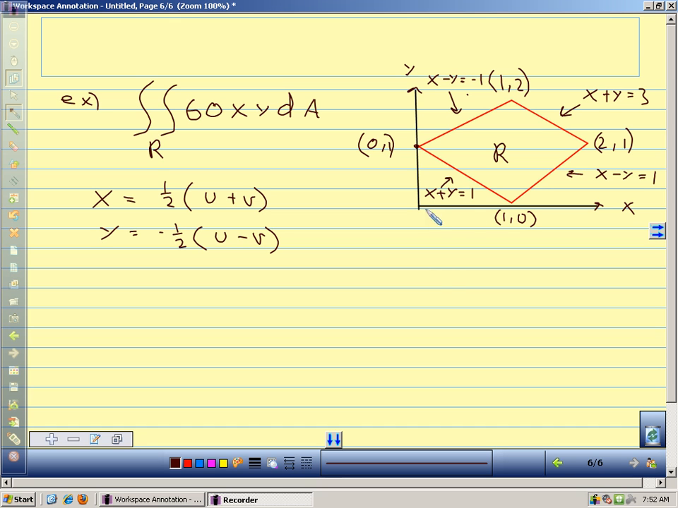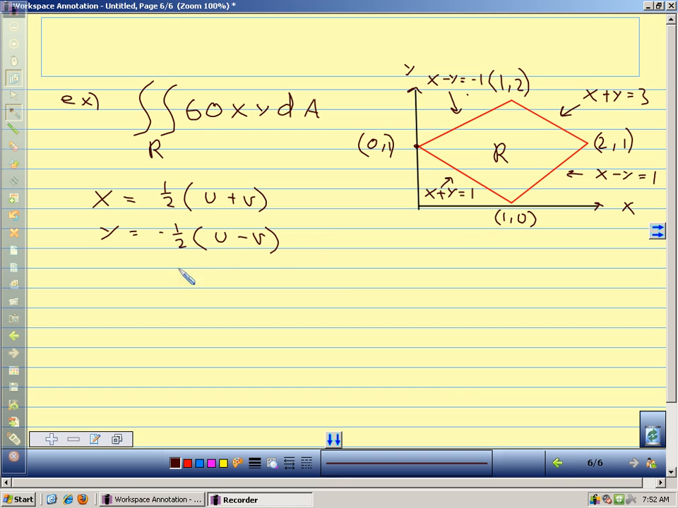So if I say, for example, u equals x minus y, if I make the substitution u equals x minus y, u is varying from minus 1 to 1. And if I say v is x plus y, v is varying from 1 to 3. So if I make the substitution u equals x minus y and v equals x plus y, u and v are varying between two constants. So I look at the boundaries for this particular example to motivate my transformation.